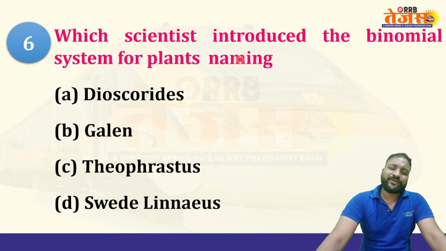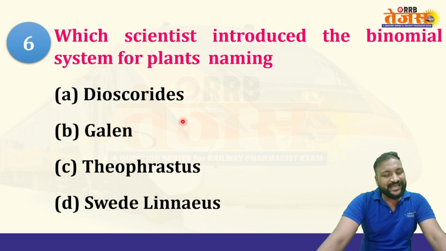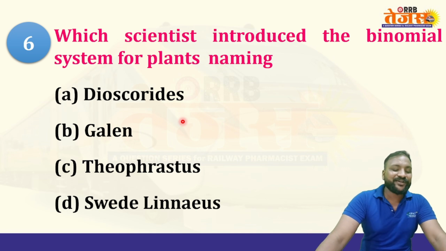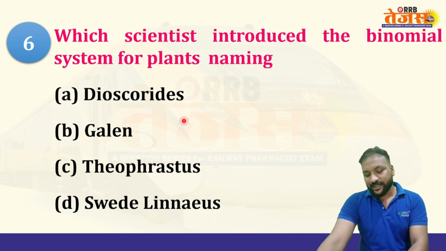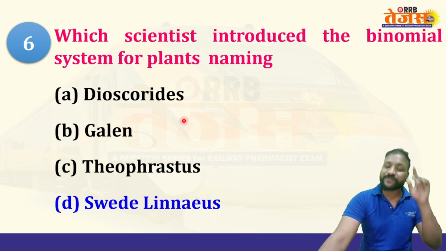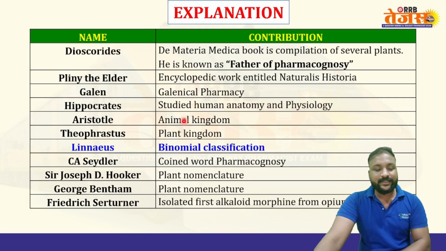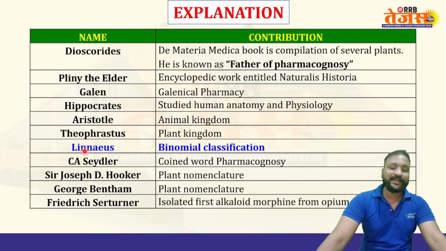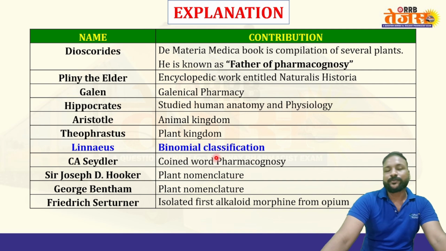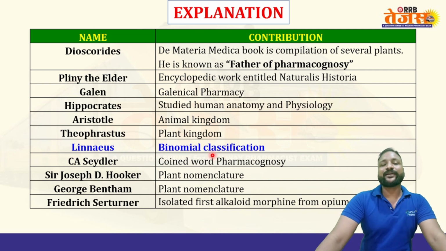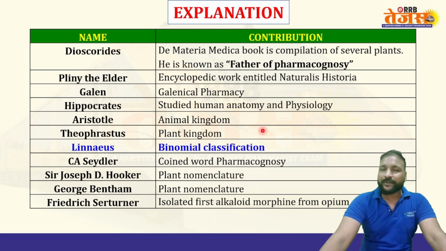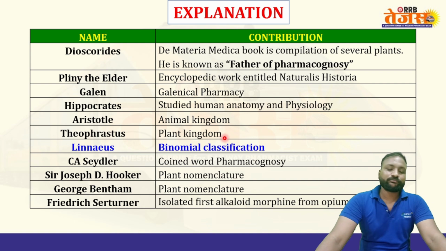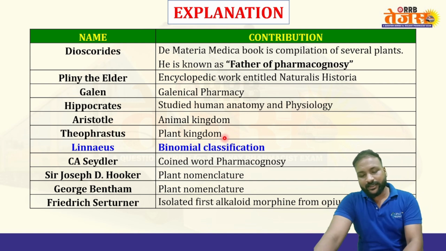So, which scientist introduced the binomial system for plant naming? Option A, Dioscorides; B, Galen; C, Theophrastus; and D, Linnaeus. I know the right answer, and I think you know it too. Option D is correct, Linnaeus. He is the person responsible for the disciplined contribution regarding binomial nomenclature, or binomial classification. So that's the right answer for this question.